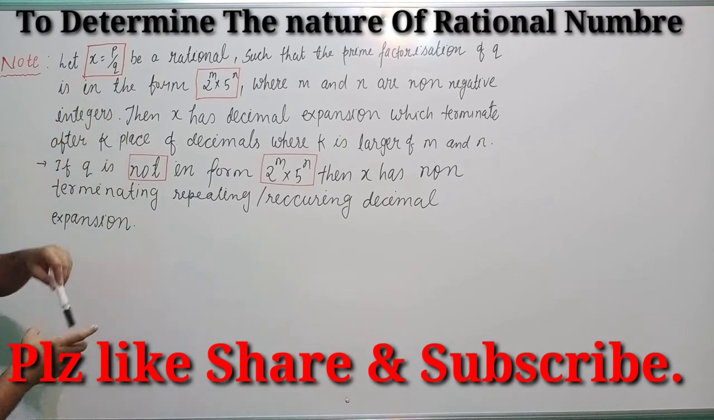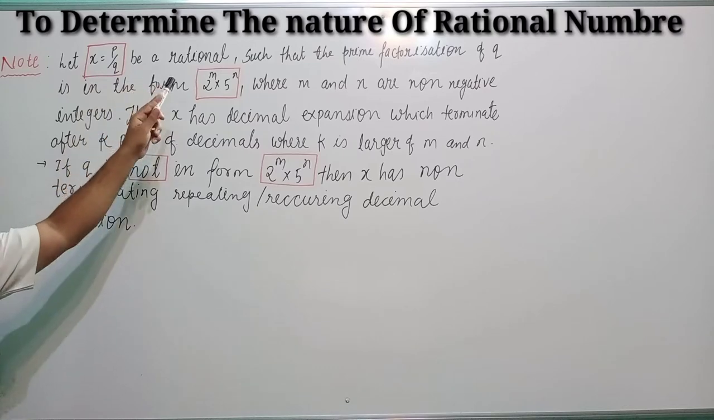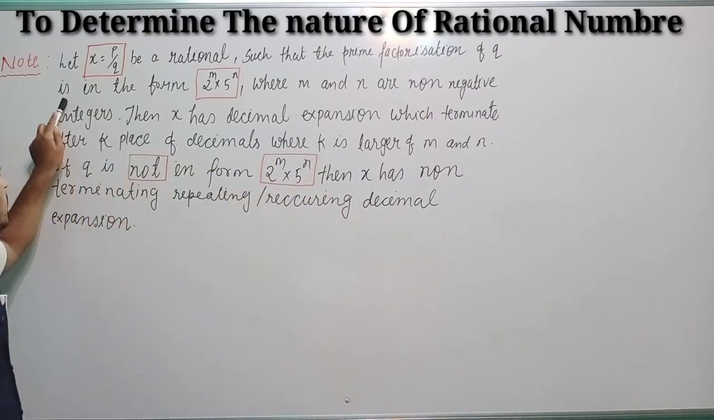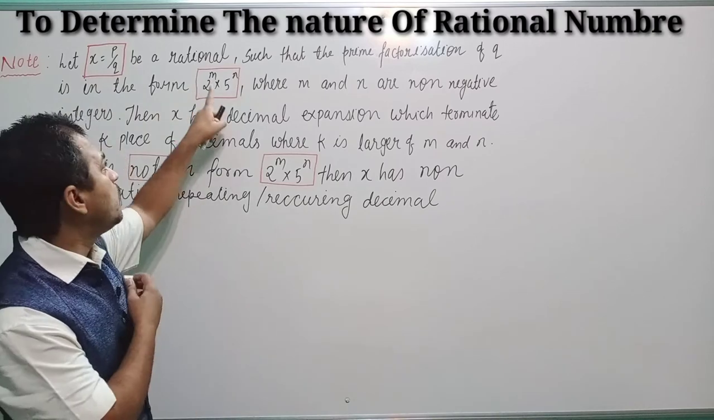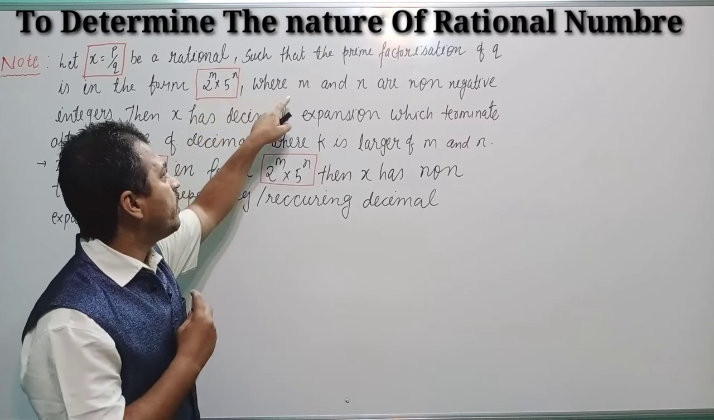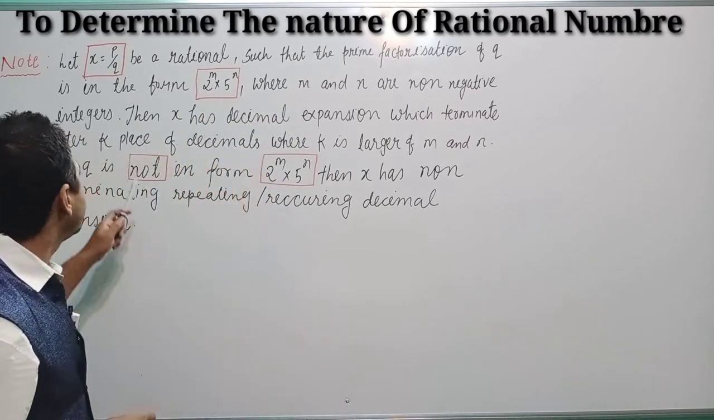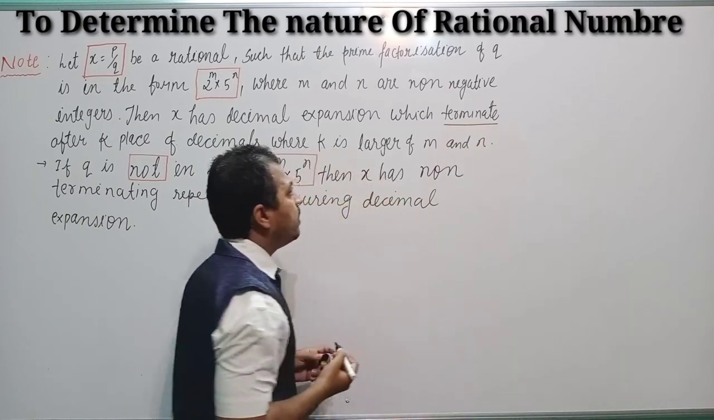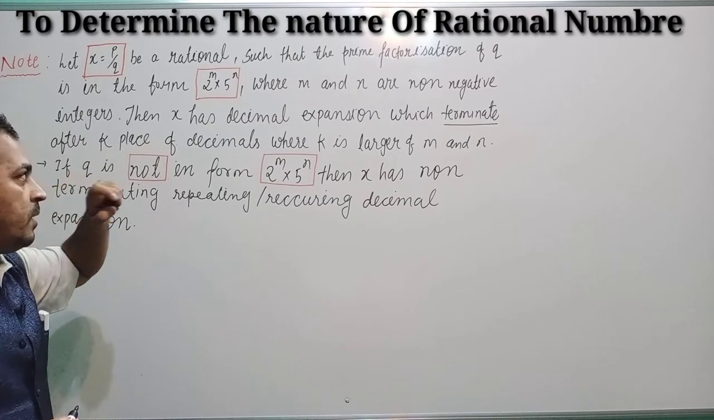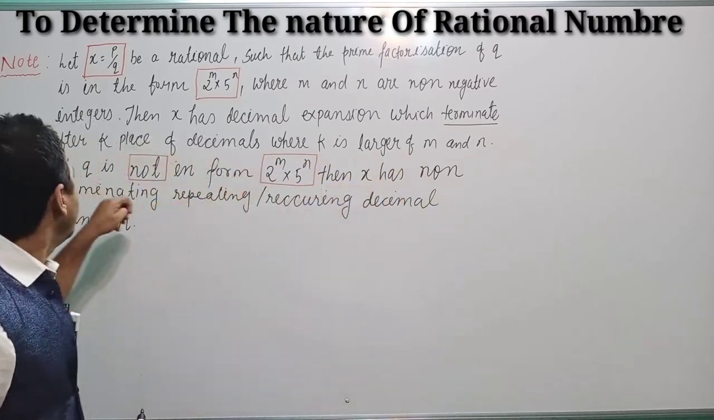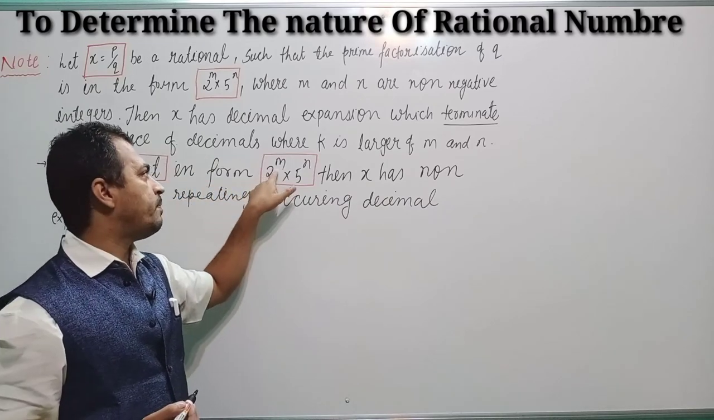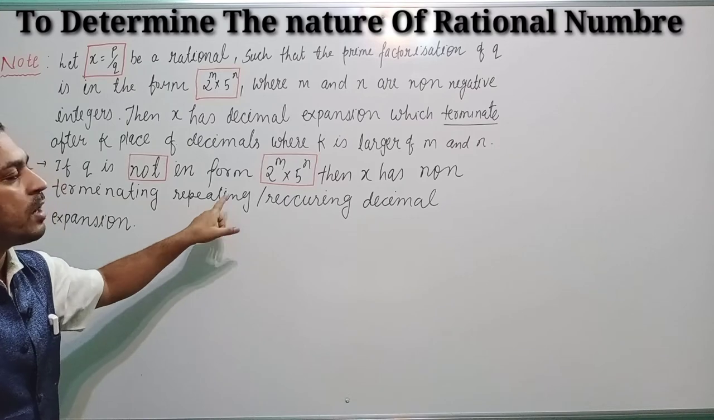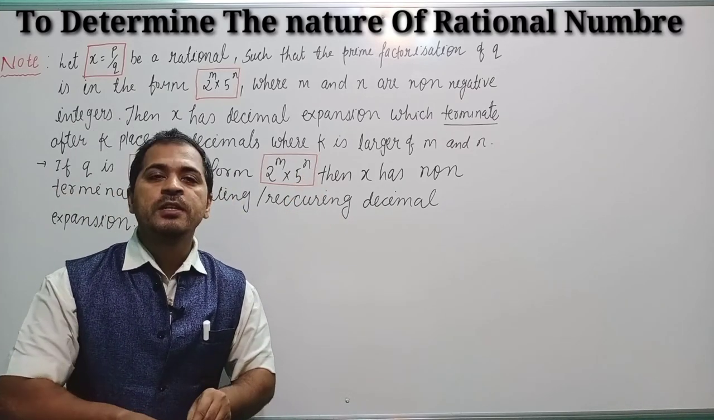Let x equal p by q be a rational number such that the prime factorization of q is in the form 2 to the power m and 5 to the power n, where m and n are non-negative integers. Then x has a decimal expansion which terminates. The important point is, students, it terminates after the kth place of decimal, where k is the larger of m and n. If q is not in the form of 2 to the power m into 5 to the power n, then x has a non-terminating, repeating or recurring decimal expansion. Students, all these things we will see with examples.